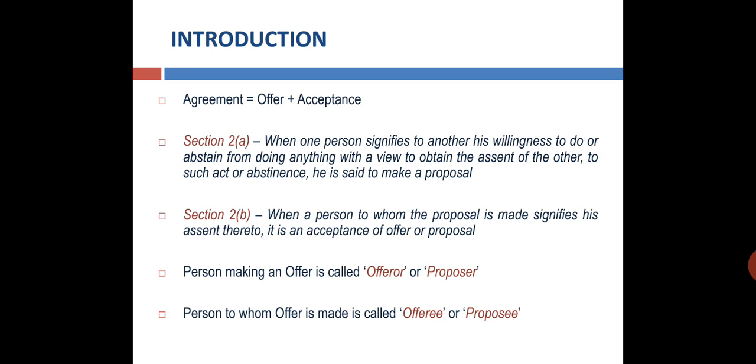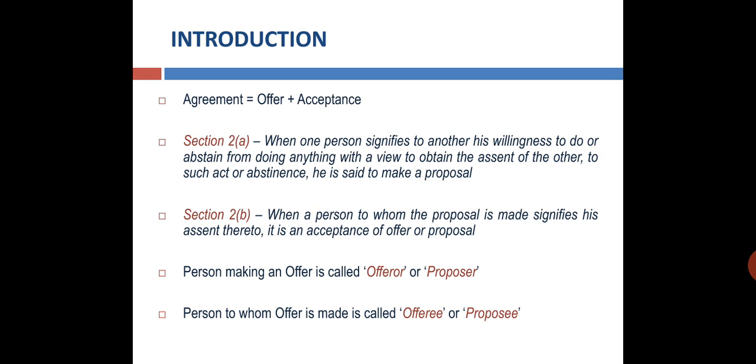Section 2, Clause A of the Indian Contract Act 1872 defines offer as: when one person signifies to another his willingness to do or abstain from doing anything with a view to obtain the assent of the other to such an act or abstinence, he is said to make a proposal. Now, the word proposal in Indian law is equivalent to the word offer as per the English laws. So, whenever we are using the word proposal, it is equivalent to the word offer throughout the Indian Contract Act.